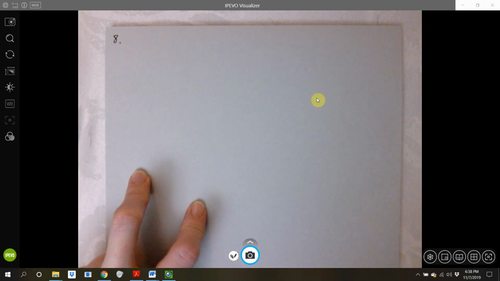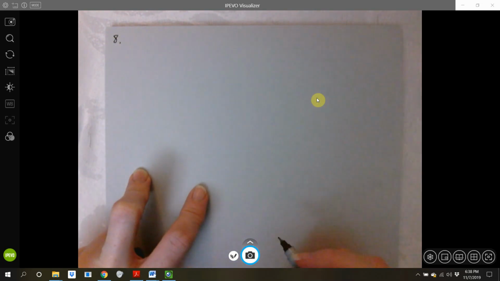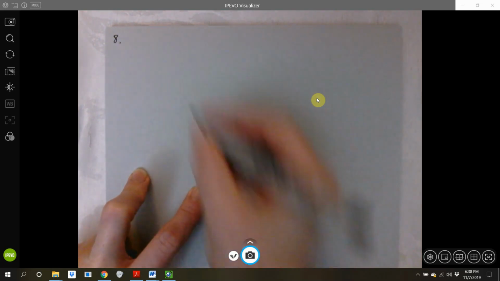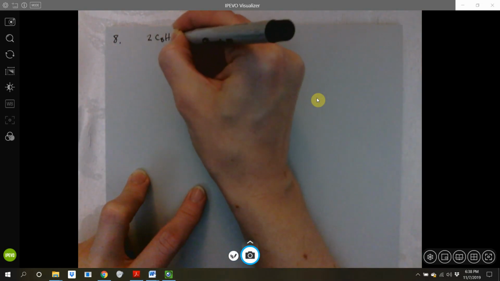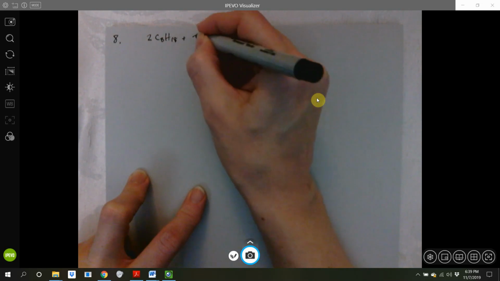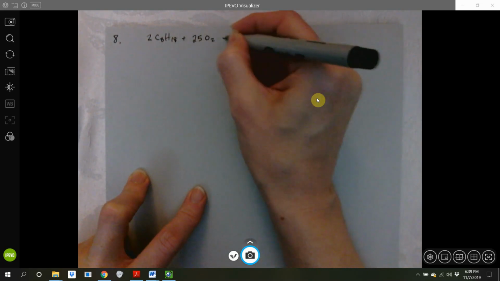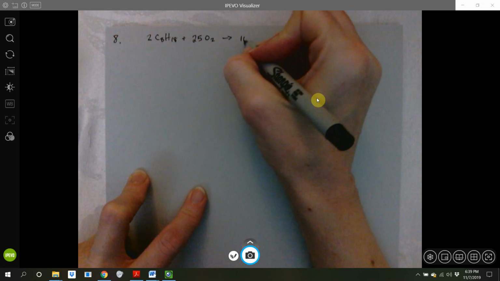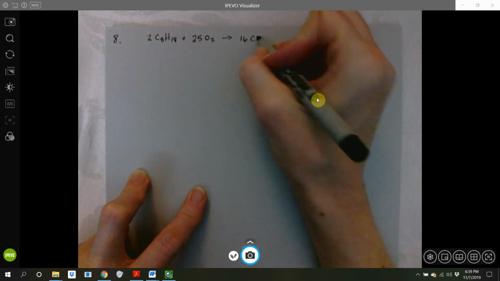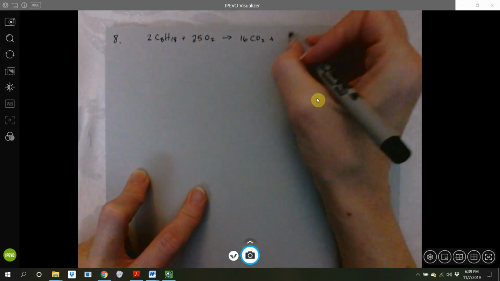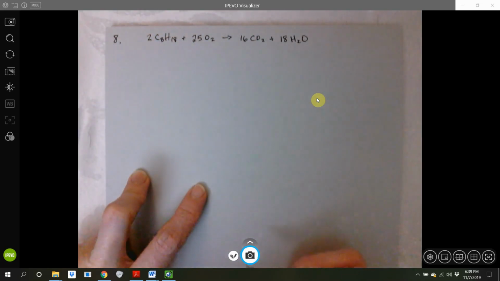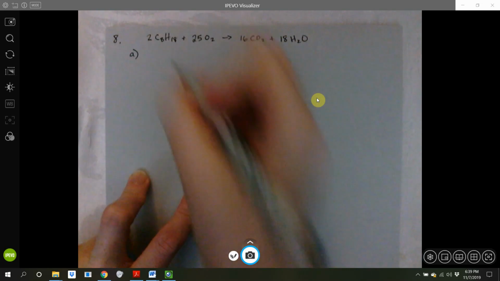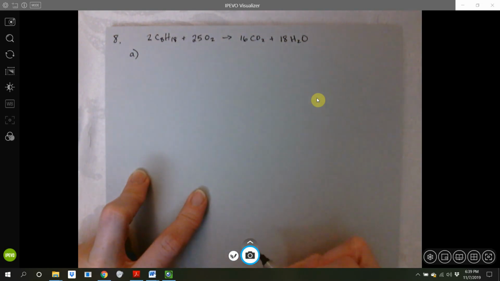which says gasoline, C8H18, burns in the carburetor of a car engine according to this reaction. So here it is. We've got two C8H18 molecules plus 25 O2s, and it's producing 16 CO2s and 18 H2Os. Okay. 8A says, how many moles of oxygen react with 0.4 moles of gasoline?